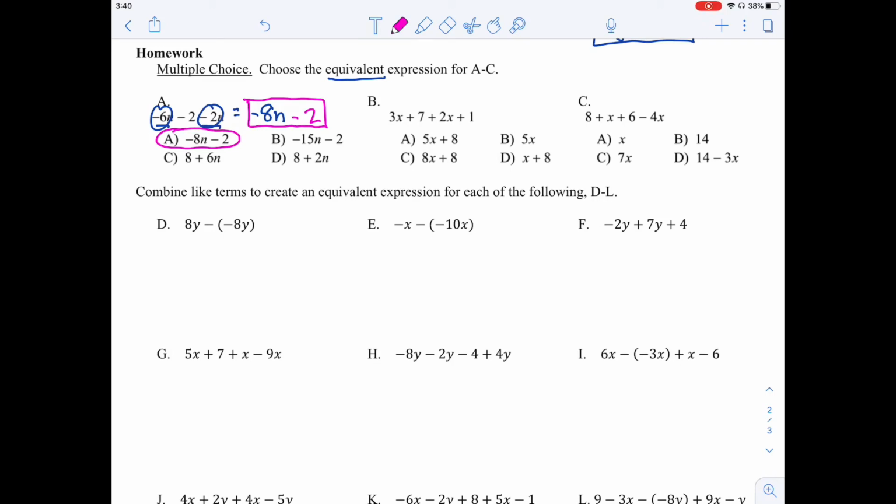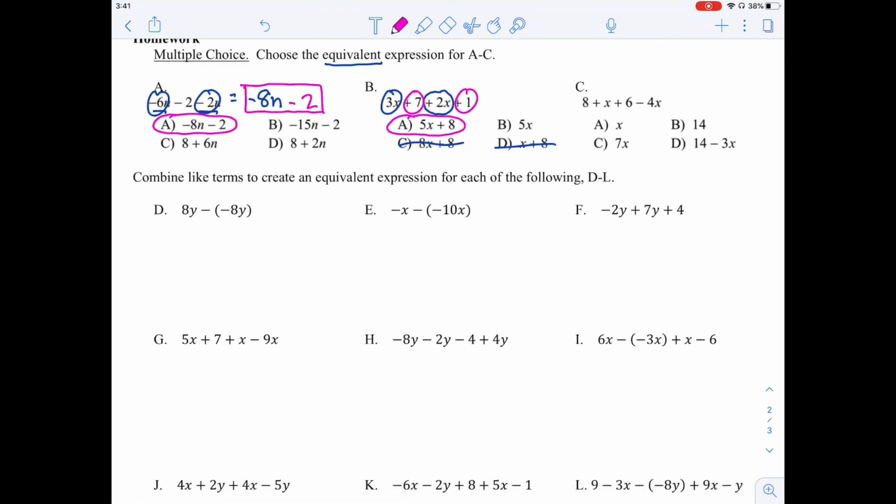Part B, same thing. We got 3x and positive 2x, remember your signs. So 3x plus 2x is 5x. So we can tell C's out, D's out, because those don't have 5x. So it's either A or B. Then we go to our next numbers, 7 and 1, which gives us 8. So it has to be A, 5x plus 8. I'll let you do C on your own.